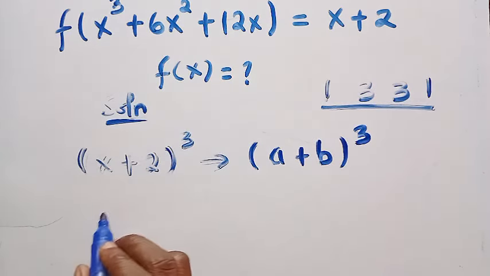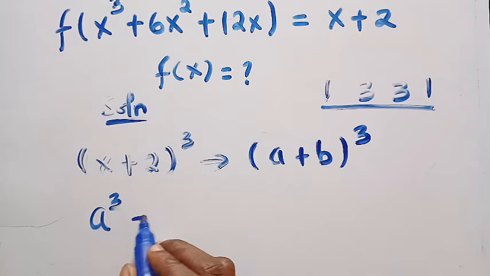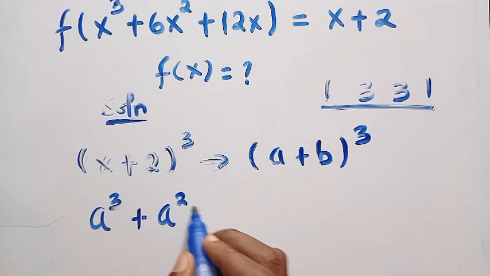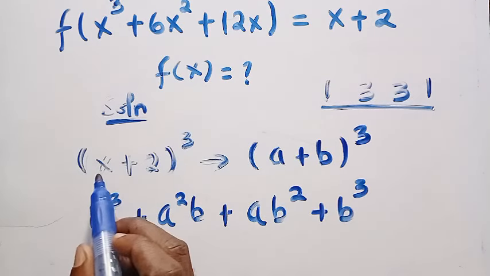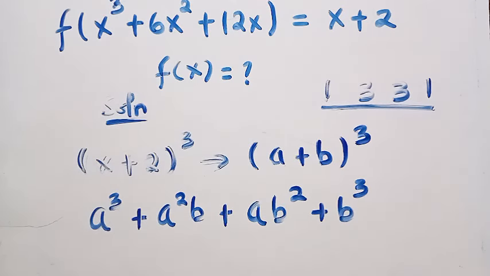Here we are going to have a raised to the power of 3, then a raised to the power 2 multiplied by b, plus a raised to the power 1 multiplied by b squared, then a raised to the power 0, and b raised to the power of 3. So this is the expansion of a plus b raised to the power 3. And we compare it with x plus 2 raised to the power of 3 as well.